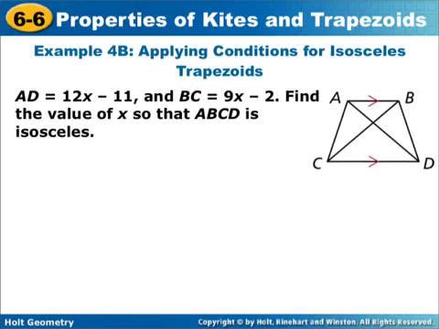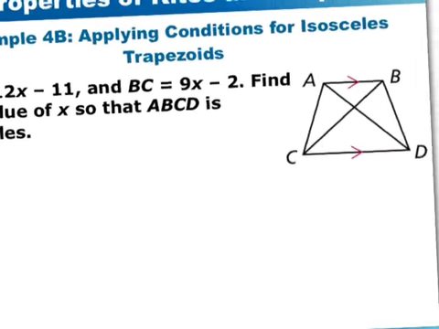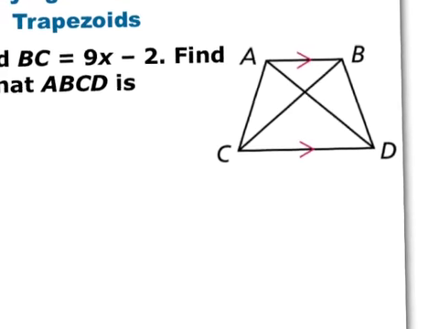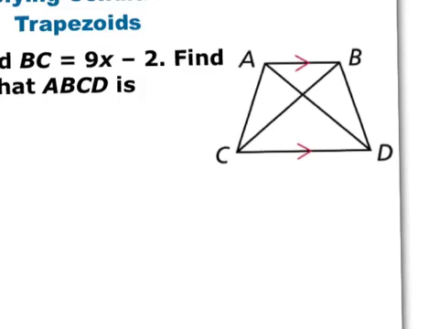Okay, last example. AD is 12x minus 11. Before I even know what this question's all about, I'm going to put that on my picture. So this segment here is 12x minus 11. And BC, this one is 9x minus 2. And it says, find the value of x that would make this an isosceles trapezoid.